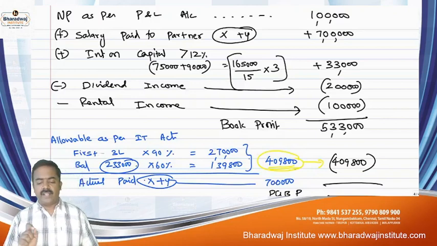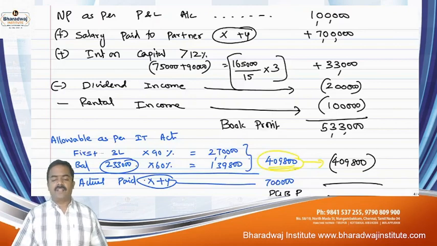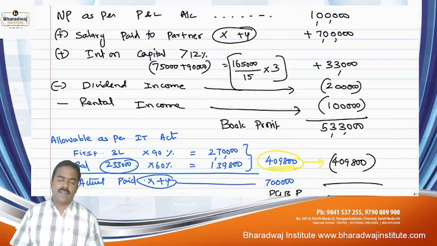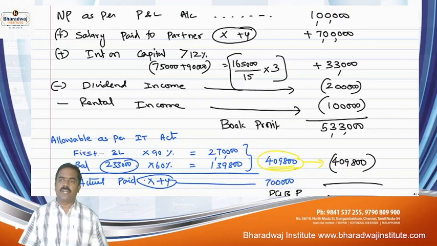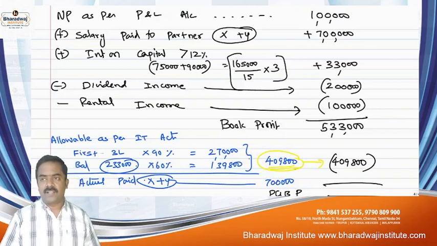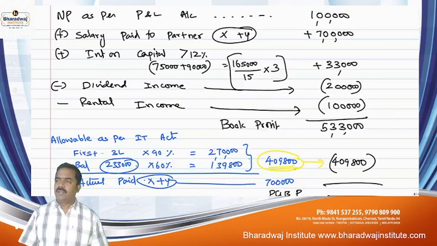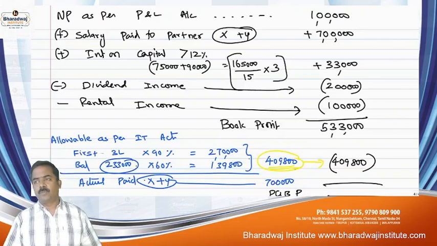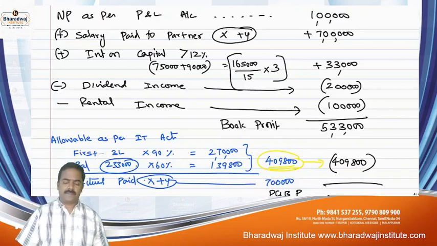So while working out, take the net profit, add back the salary paid to the partners, add back interest on capital more than 12%, that is 3% here. Eliminate income belonging to other heads as usual: dividend income and rental income. You get book profit, then claim the allowable remuneration. You will get income from business.